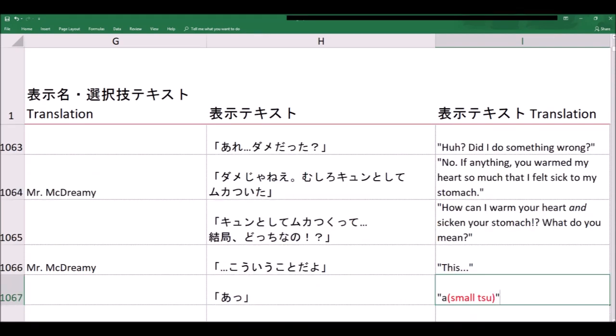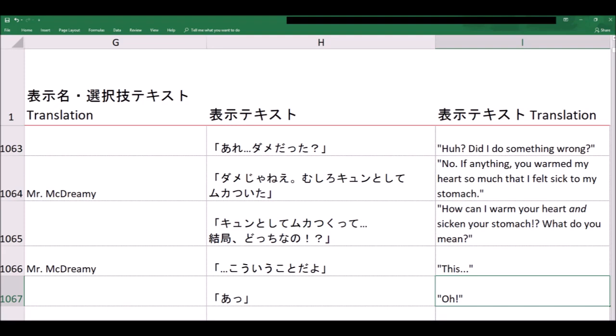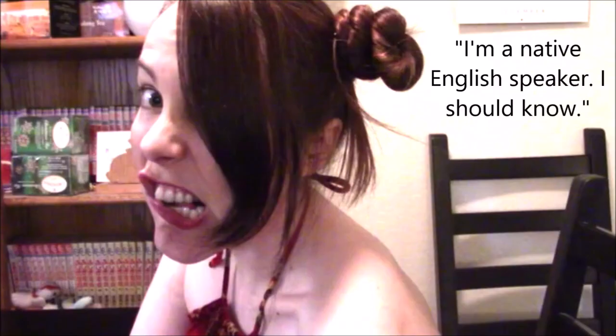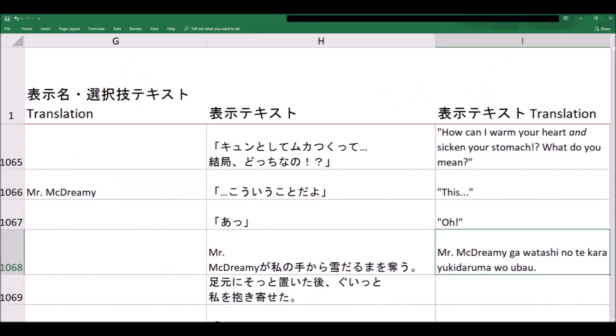MC says, ah, followed by a small tsu. Whenever you see a small tsu at the end of something, it means there's a glottal stop. So instead of ah, it becomes a shorter ah. I changed this to oh, however, because I'm specifically instructed to do so. The company claims English speakers don't say ah, which I disagree with. But anyway, it's what they want me to do, so that's how I do it. And now the romantic gesture that follows the this.